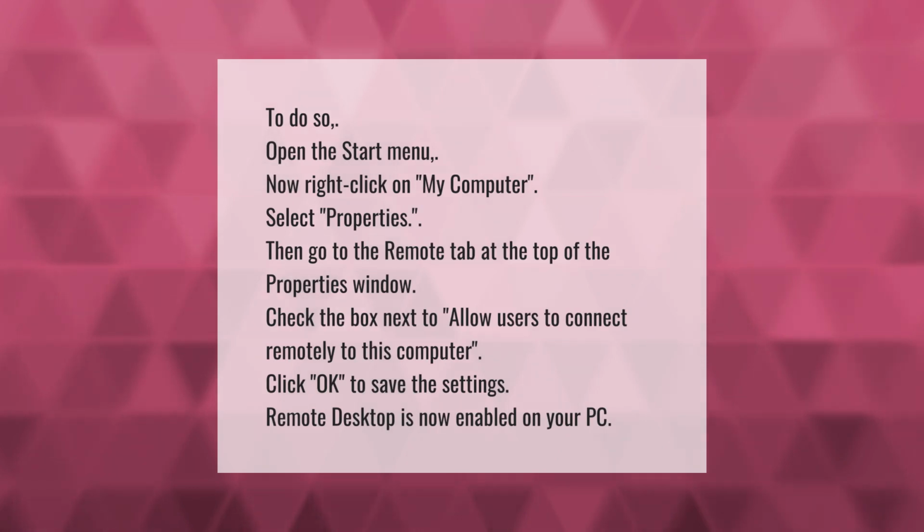To do so, open the Start menu. Now right-click on My Computer. Select Properties. Then go to the Remote tab at the top of the Properties window. Check the box next to Allow users to connect remotely to this computer. Click OK to save the settings. Remote Desktop is now enabled on your PC.